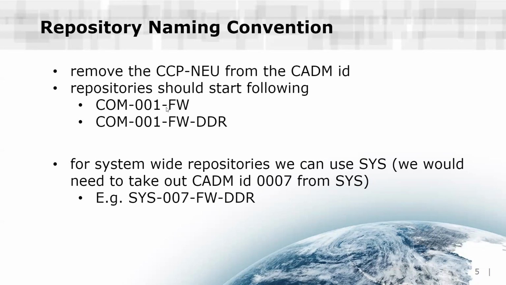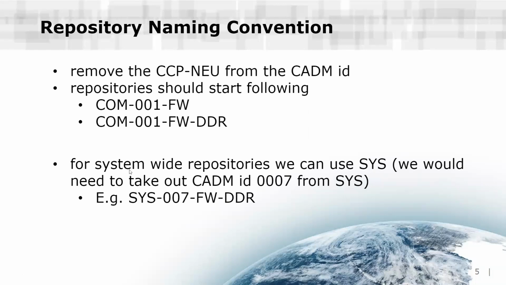The reason we are keeping this number is because this is the firmware specific to the communications module, which relates to the actual CADM ID that we've outlined in systems: the communications module is 001, where 002 is everything related to the antenna module. Similarly, device drivers, DDR.